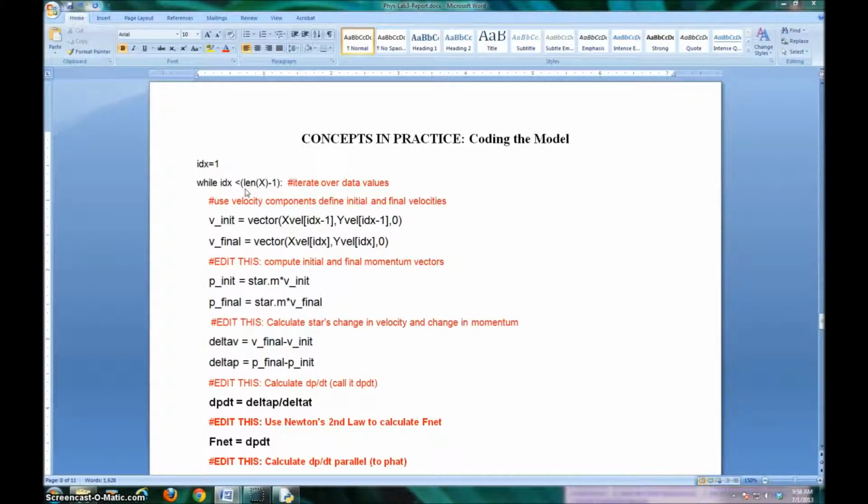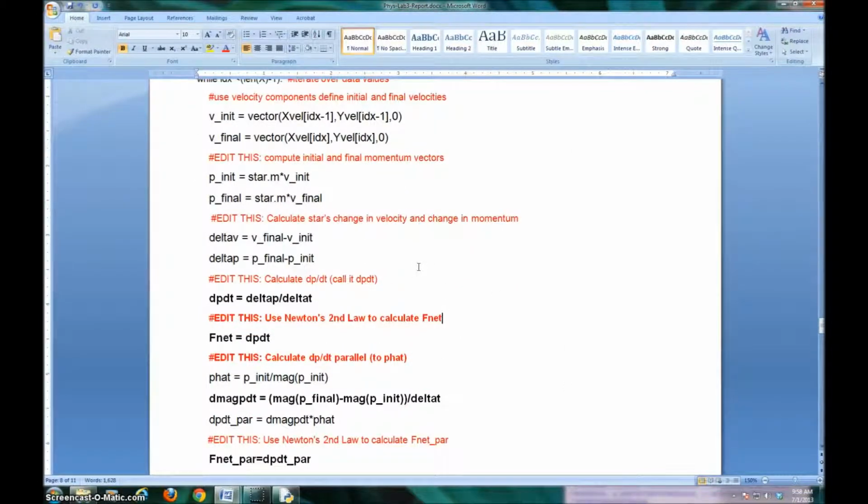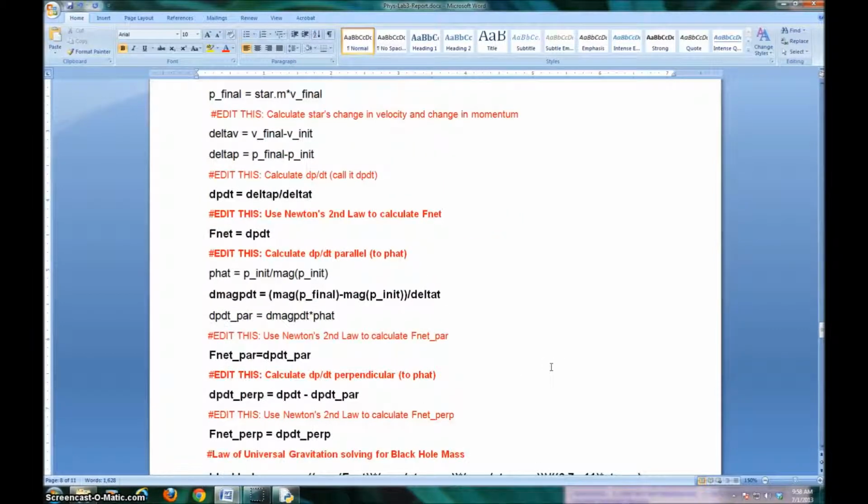We're using the LEN function to calculate between two successive values in our CSV file. This helps us find values such as velocity, momentum, and changes in these values. Now we come to Newton's second law. We use this to calculate the force on our object using the change in momentum divided by the change in time. We've got the parallel portion of the net force using the change in magnitude of our momentum. This tells us if our object is speeding up or slowing down. We get our perpendicular portion by subtracting the parallel from F net. This tells us how much our object is changing direction.